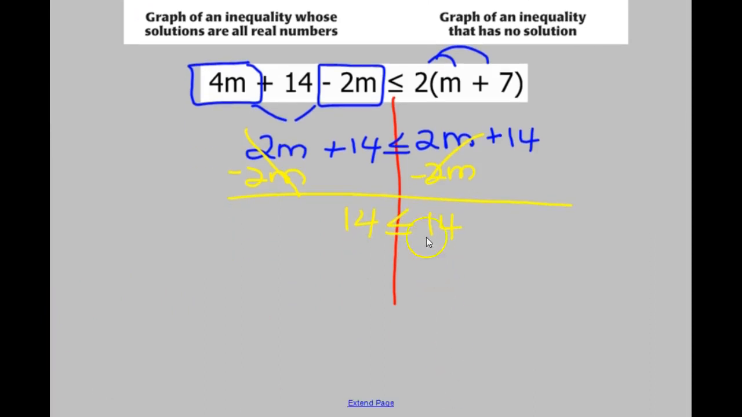If you think about this one, the less than wouldn't make sense. 14 is less than 14, no. But what about equal to? Is 14 equal to 14? That answer is yes, so your answer is true, all real numbers. Doesn't matter what you plug in, they're going to be equal on both sides.